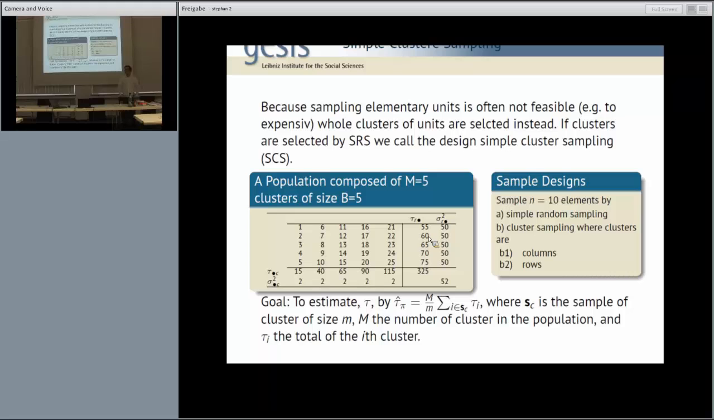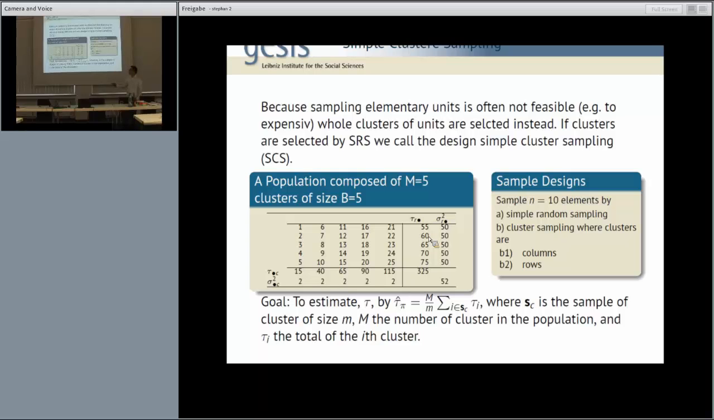So this might be very expensive, so usually, also because of how the sampling frames are constructed, you take cluster samples, which means that you're going to select the whole cluster. It might be a household or a whole block or whatever. So instead of selecting elementary units, we select groups of units, categorized by geographical order.